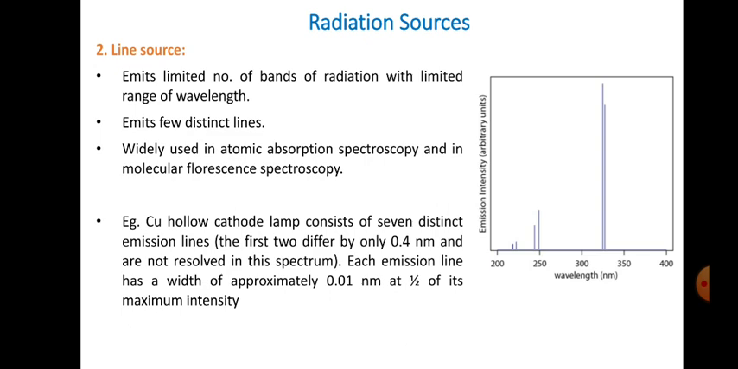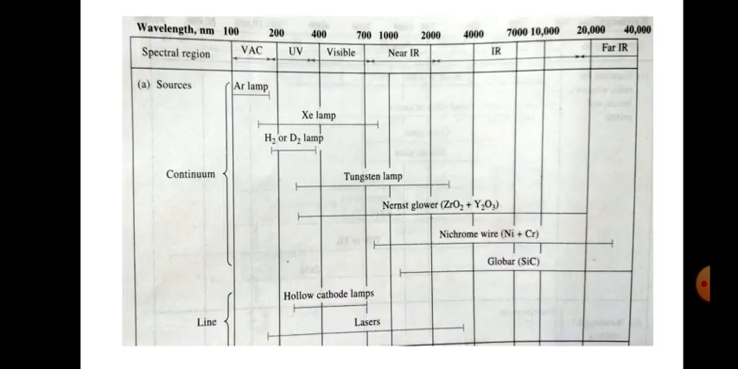So whenever you require a very narrow wavelength of radiation, we should preferably go for the line source rather than the continuum source. For UV visible and other kinds of fluorescence spectroscopy, we can go for the continuum source, and for atomic absorption and molecular fluorescence, we can go for the line source.